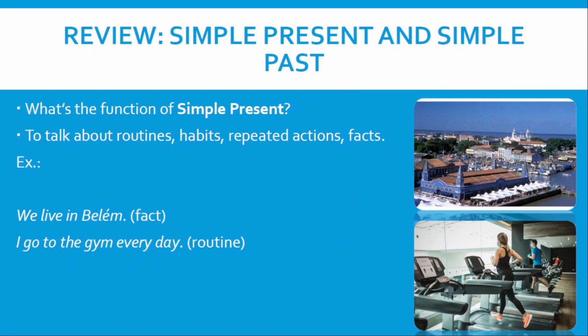The next topic is a review between simple present and simple past. As you can see, what's the function of the simple present? It is to talk about routines, habits, repeated actions, facts. Okay, this is from level 1. And here we have two examples. We live in Belém. In this example, we have a fact. Another example, we can say, I go to the gym every day. So this is an example of a routine in simple present.